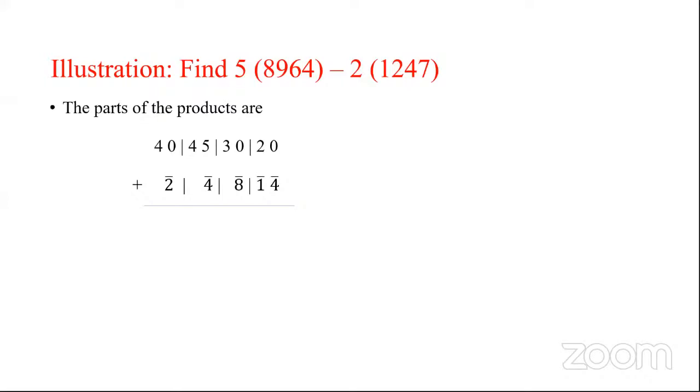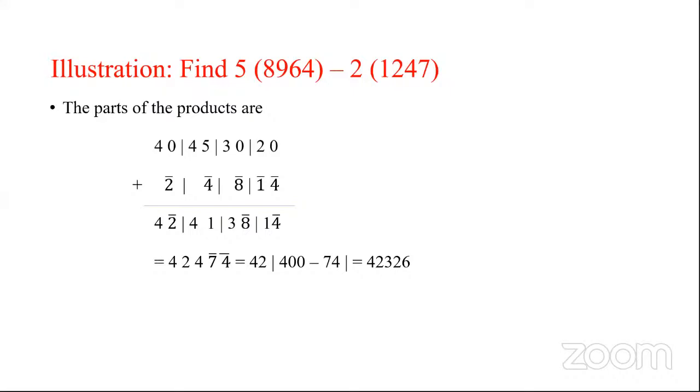0 and bar 4 will give bar 4. 2 bar 1 means 1. 0 bar 8 means bar 8. 5 minus 4 is 1. And 40 minus 2 is 38. Or you can say 4 bar 2, whatever you want to write. And the final answer will be 42326. I have written on the screen, by the way, exactly what Swamiji was telling. You can use it at your convenience, of course.